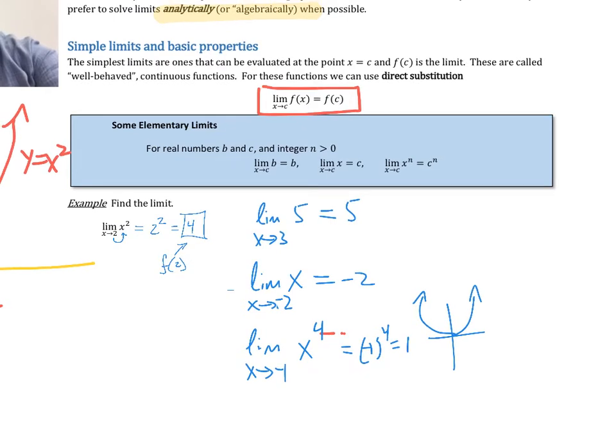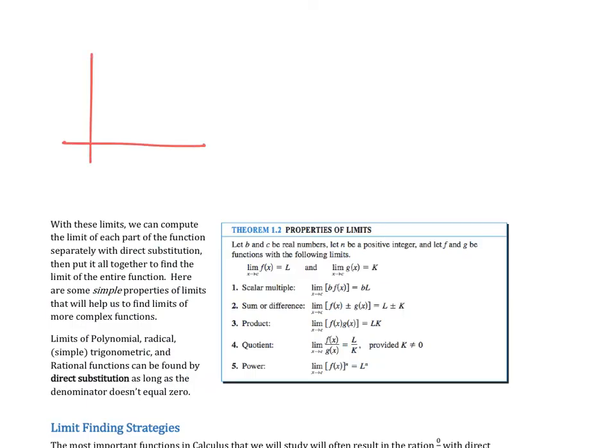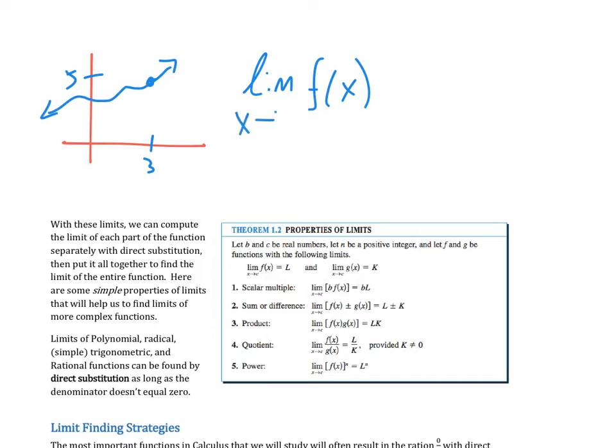We wish we could always use that, and that's going to be our goal, is to apply that. So we've seen that when we have some function that doesn't have any holes or domain restrictions where we are looking, then we can just evaluate that limit by direct substitution, all right? So here, let's say we got some function f of x. The limit of f of x as x goes to 3: well, that point exists right here, and so it's just 5.